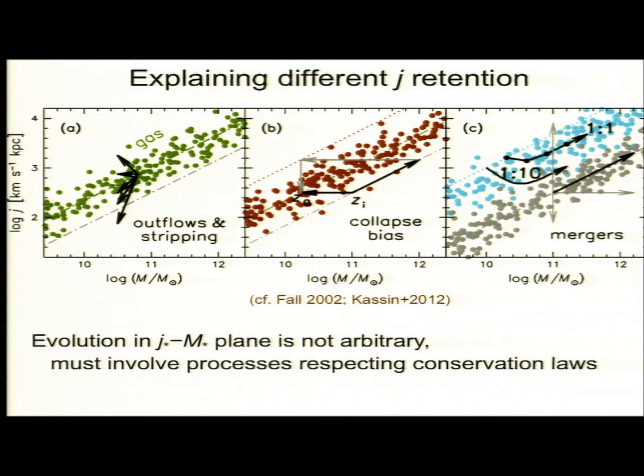And you can't just make up some vector to do that. For example, outflows and stripping move you in these different directions here. Mergers are on the right, depending on whether they're major mergers or minor mergers. We had some hand-wavy ideas on how that might work. Or a collapse bias, saying the elliptical galaxies collapsed earlier relative to the spirals and stopped forming stars. And it turns out to be somewhat hard to get these things to work out to reproduce the observations. And this is something that can be looked at in more detail.